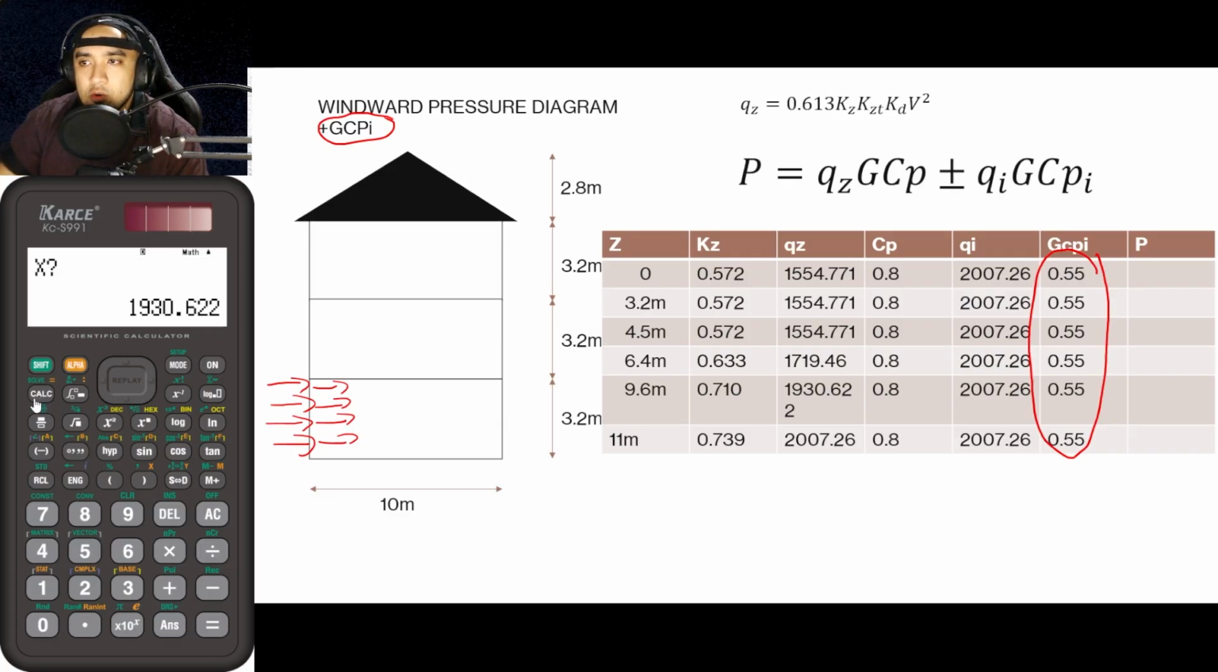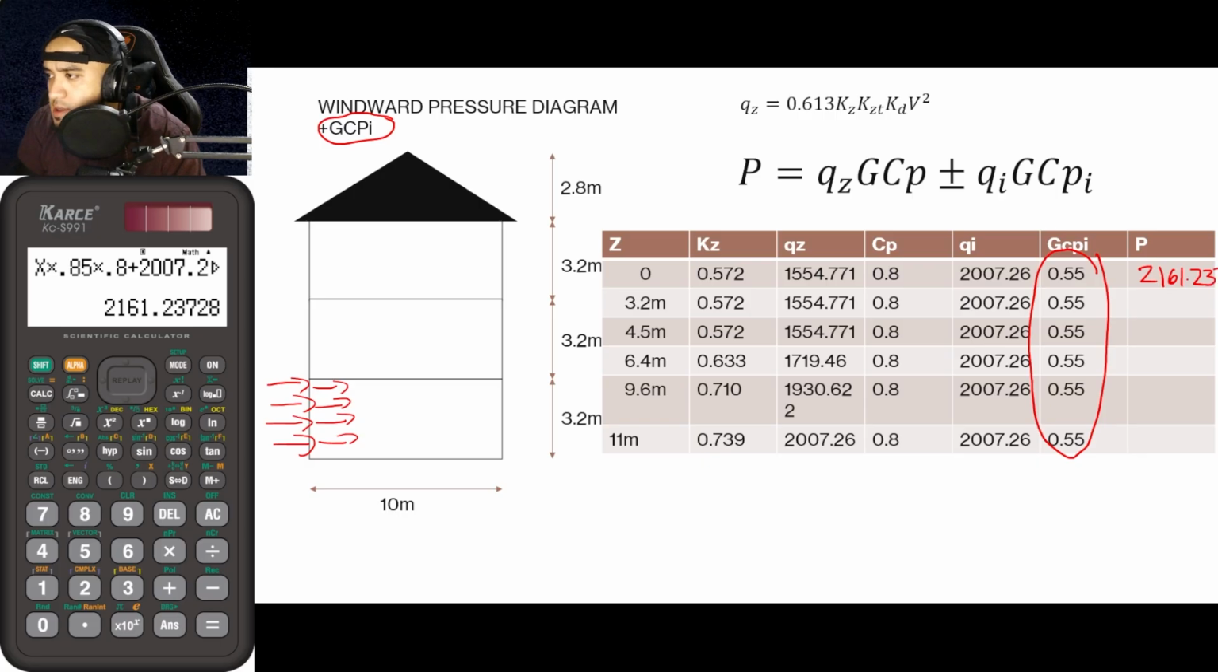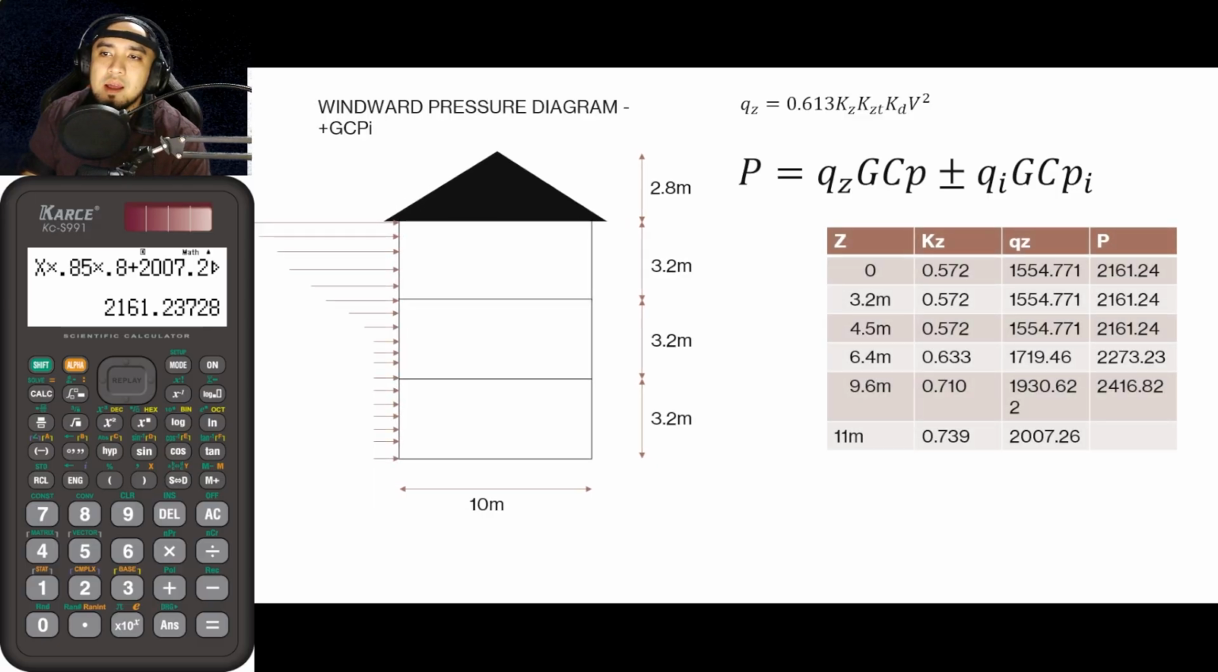So from that, if the QZ is 1554.771, that is 2161.237, and etc. If you would be solving for everything, guys, we would now be arriving at these answers. And as you can see, all of them would be positive. And even though all of them would be positive, the first few meters up until 4.5 meters, they would still be positive. And then, they would be the same, they would be constant. But as we progress from 4.5 meters, guys, they would be increasing.